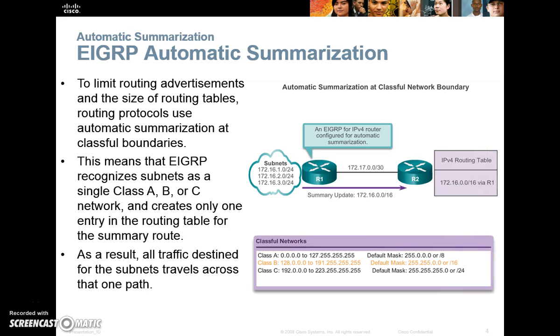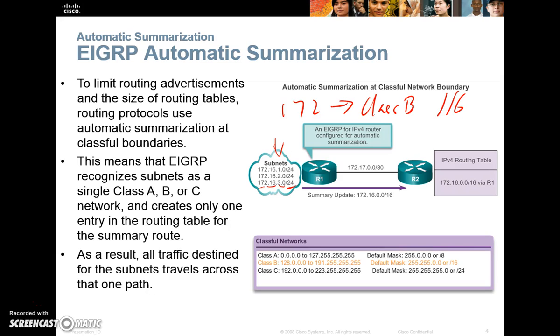What is auto summarization? Auto summarization helps to make your routing table smaller. For example, R1 is connected to three networks, 172.16.1, .2 and .3. If you remember, 172 is a class B network, which means the subnet mask is a /16. But we have subnetted this class B into /24 networks to create three separate networks, .1, .2 and .3.